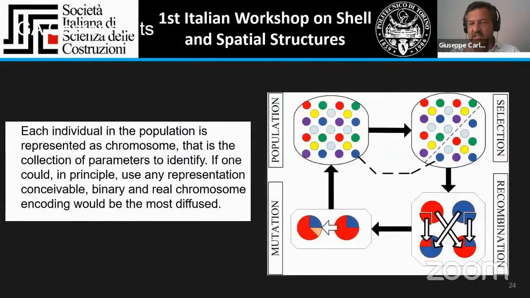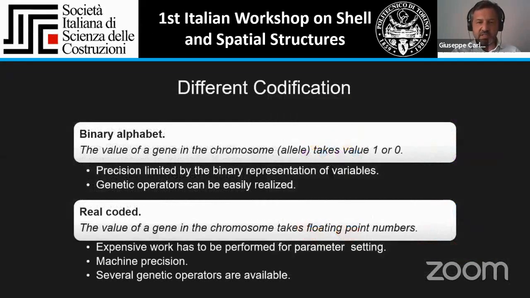This is a simple scheme. You can see this is the population. I just selected the best ones. Then I mix together the parameters of the best solutions. Then I do some mutation, like we have in biology, and then I select, and I have again a new population with the same size but with better individuals, and this process is typically done iteratively.